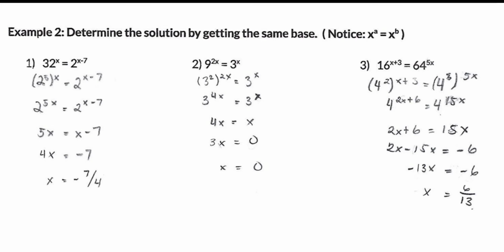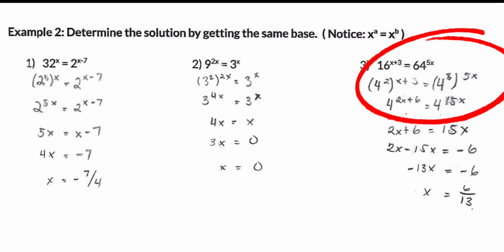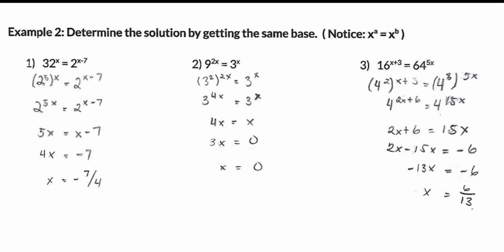Number 2 is basically the same format. Change the 9 into 3 squared and apply the power of power rule, which gives us this, and now solve for the variable, and the answer you should get is x equals 0. The last part is a bit trickier as you have to change both bases of each power, which gives us the answer right here, then solve for the variable giving us x equals 6 over 13.